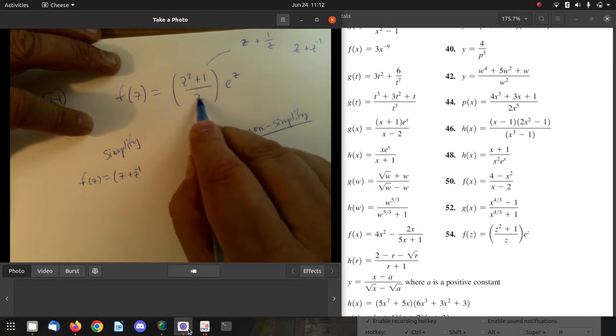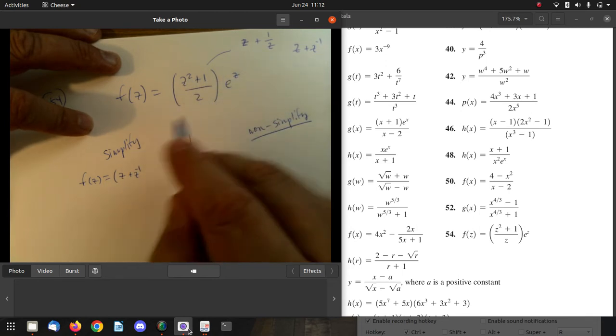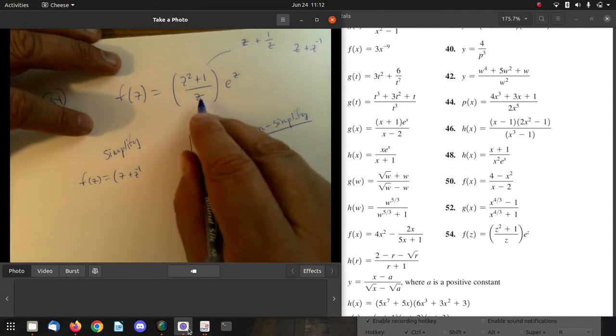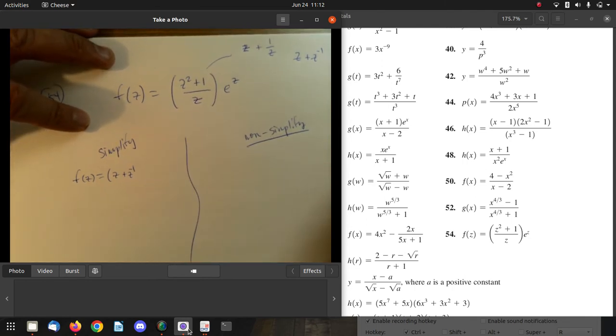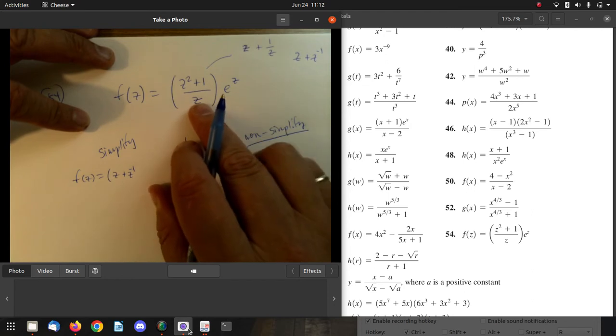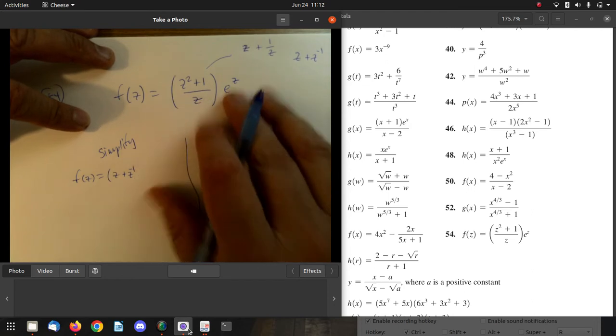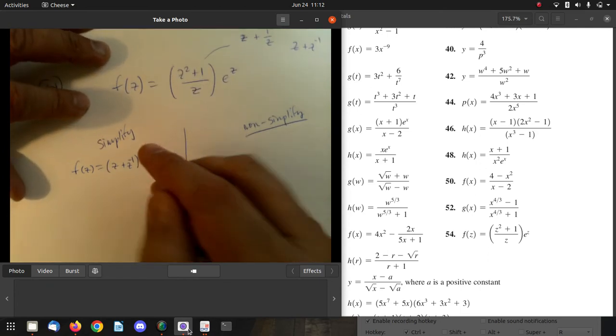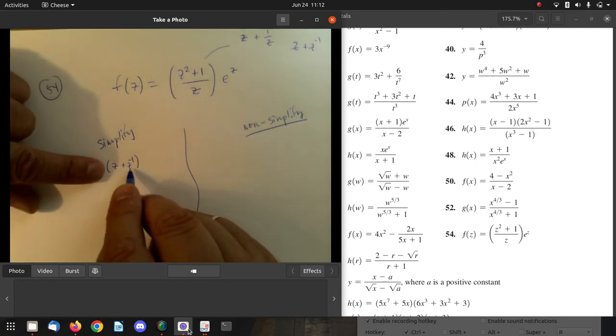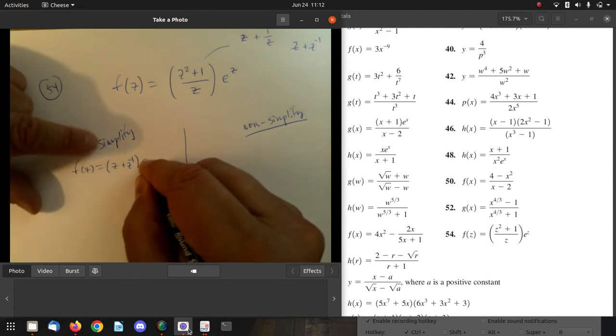Let me make sure I simplify that correctly. Right, 1 over z. Oh, I don't know why I said 2. Let me double check. Yeah, that's a z. I was reading my work and I forgot to slash my z, so I briefly said a 2 and said something wrong there, so just ignore that. So z plus z to the negative 1, yep, times e to the z.